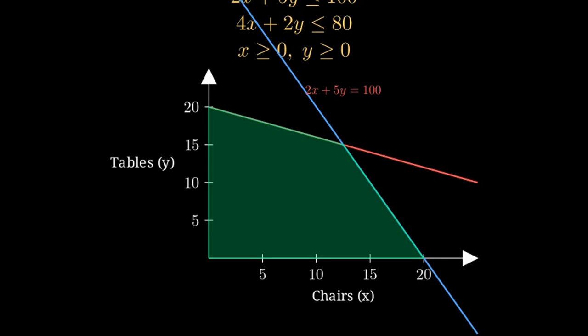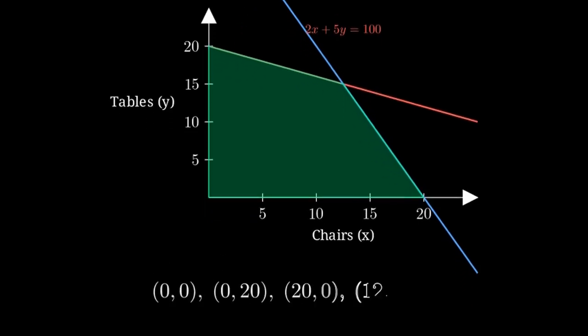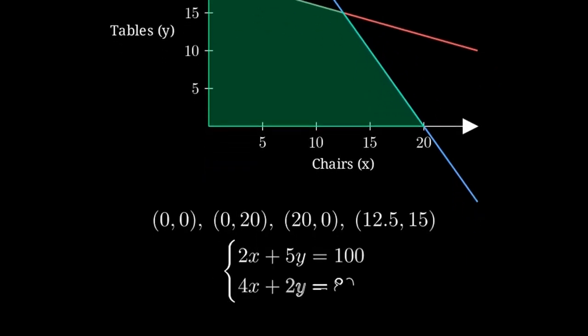Now, we check the corner points. The corners are (0, 0), (0, 20), (20, 0), and (12.5, 15). The intersection of the two lines gives (12.5, 15).